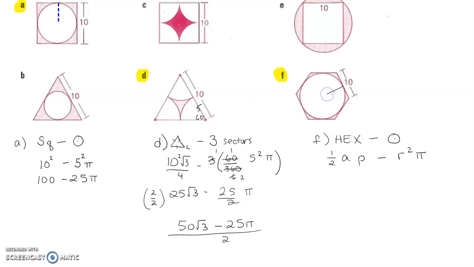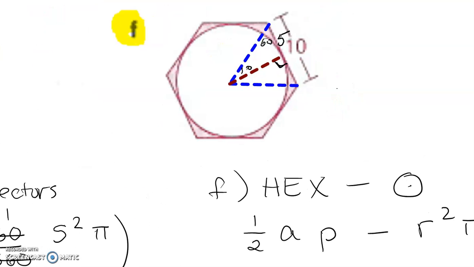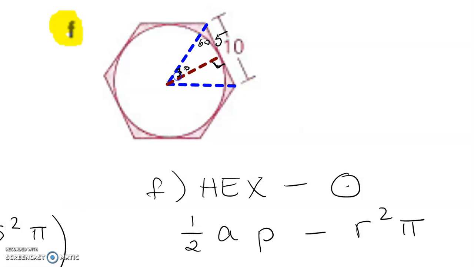So the radius of the hexagon, if I draw 2 of those in, I get an equilateral triangle. And then when I drop down the altitude, which is also the median, also the apothem, then I know this is 5, that's 60, that's 30 there. Let me zoom in. That's 30 up there, 60, and 5.